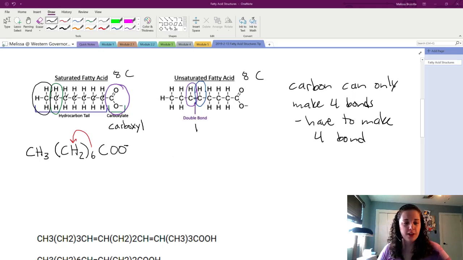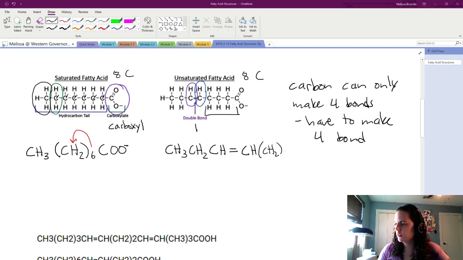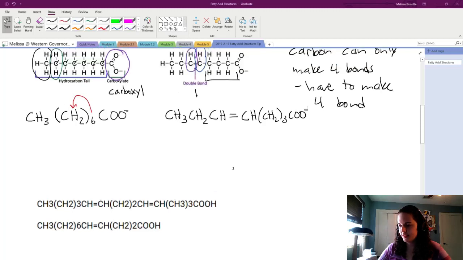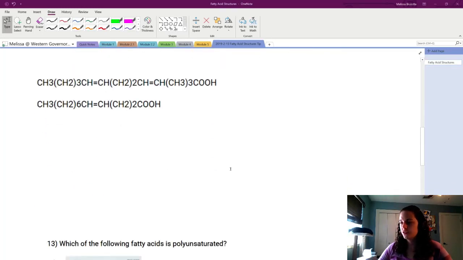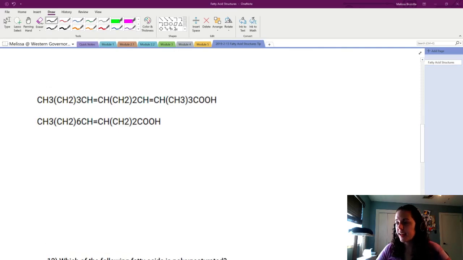We can do the same with the unsaturated fatty acid, but now we're going to indicate the double bond. So we still start with CH3. Then we have one CH2. Then we have a CH that's double bonded to another CH. Then we have 3 CH2s in a row and our carboxylate again. And so this is the second way we can look at the structural formulas. And so that's what you can see here at the bottom. Here's 2 fatty acids that now have their abbreviated formulas.